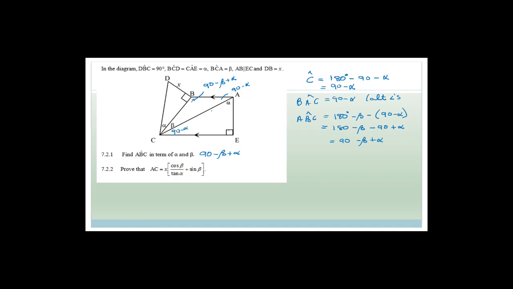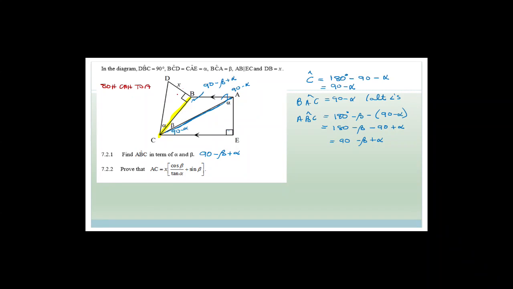Now it says prove that AC, that's this line here, is equal to x multiplied by cos beta over tan alpha plus sine beta. Okay, so the first thing you always do is look for a bridge. And the bridge between this triangle and this triangle here is this line here. So we need to relate CB somehow to x and to alpha, but that's a right angle triangle. Do you agree?